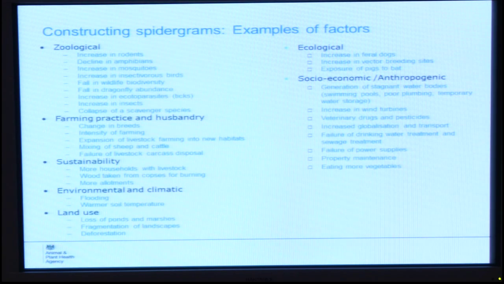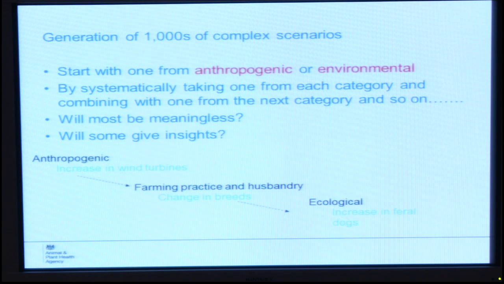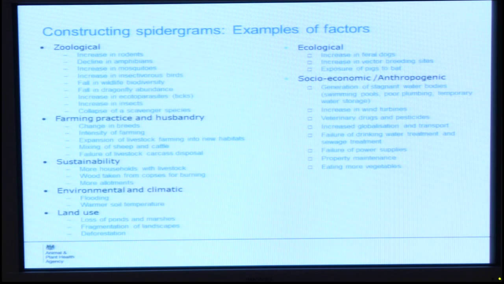Anyway, if you haven't got a friendly professor to tell you some of these combinations, you have to start thinking about how you're going to work them out for yourself. So what I did was I started categorizing all the drivers I could think of into different groups. I had zoological, farming practice and husbandry, sustainability, environmental and climatic, land use, ecological and socio-economic, anthropogenic. And I started filling in all the drivers I could think of. Then I had the idea of randomly generating complex scenarios just by pulling out one from one category, combining it with another from another category.